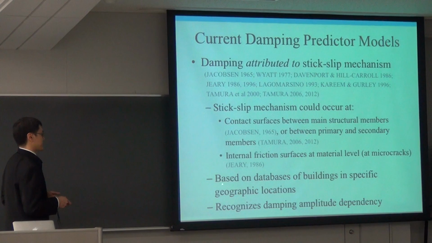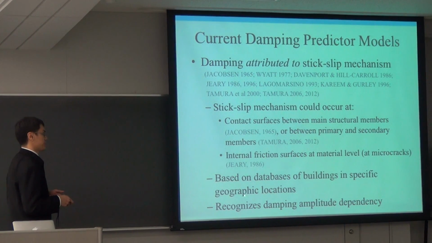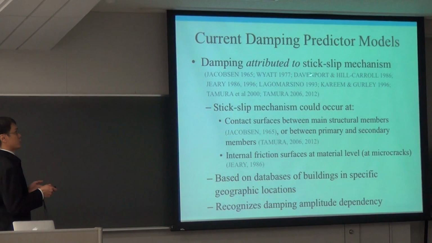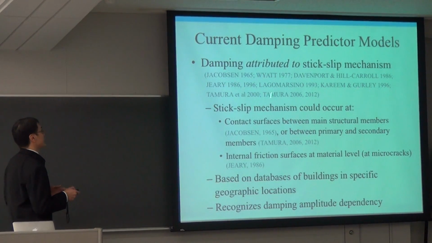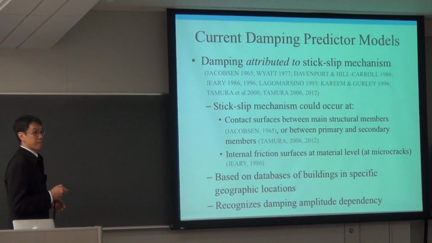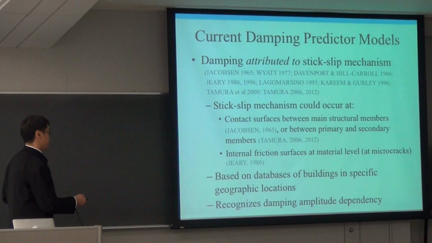But effectively, the models themselves are based on databases of buildings in specific geographic locations. They're based on empirical data. They're not based on a study of stick-slip mechanism itself. But one good thing, one big improvement about these current damping predictor models is they recognize damping amplitude dependency, that damping changes with amplitude.